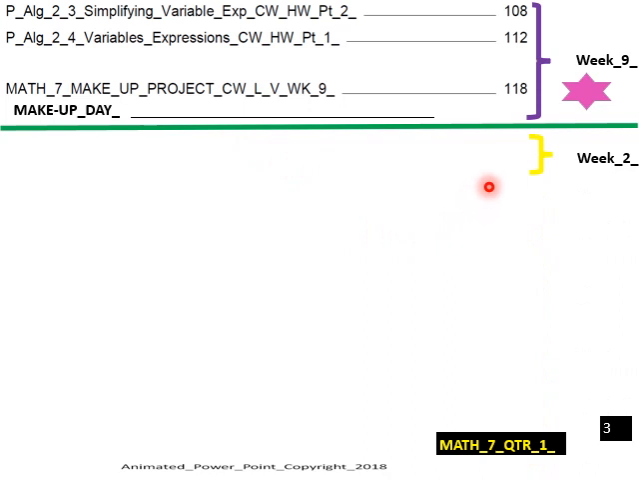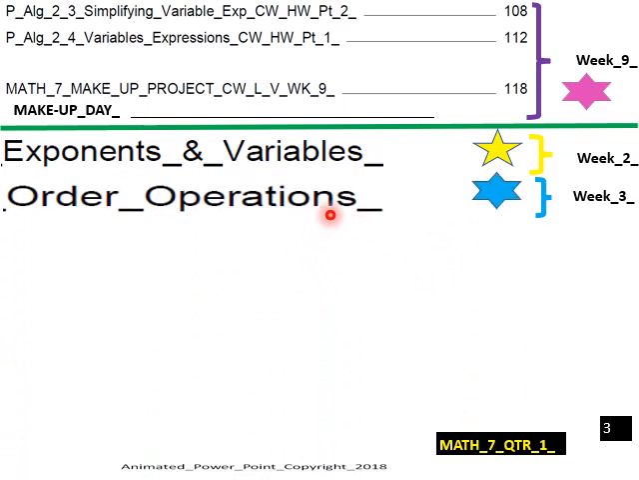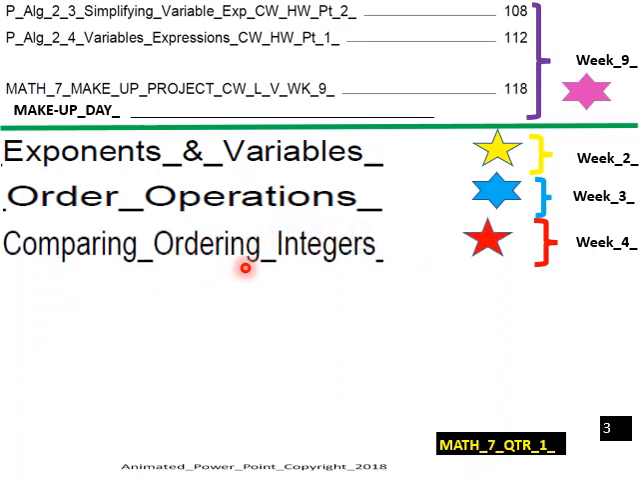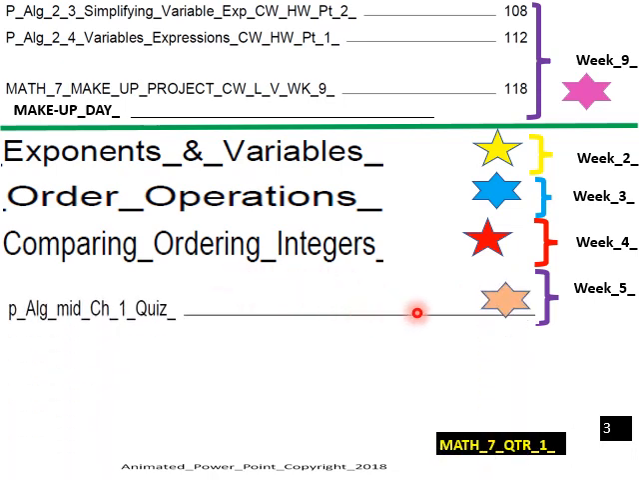And then here is our quizzing and our testing schedule here. Week 2, exponents and variables. Week 3, there is a test covering up through order of operations. Week 4, comparing and ordering integers. And then week 5 here, there is another test, mid-chapter 1 quiz, which will go as a test.